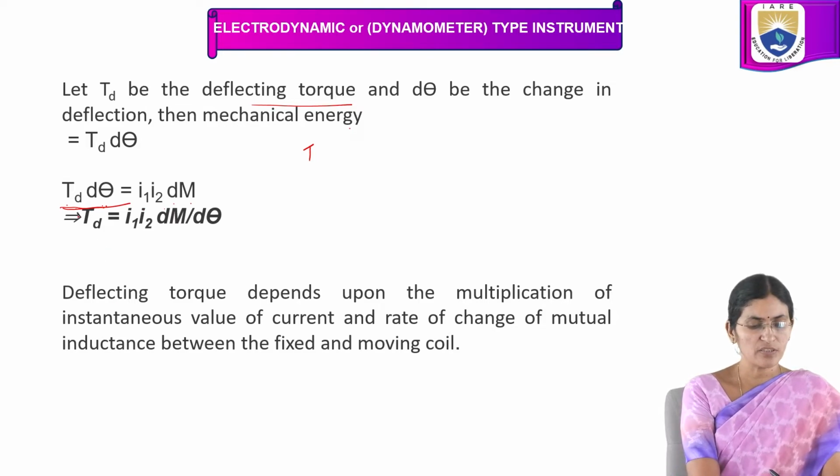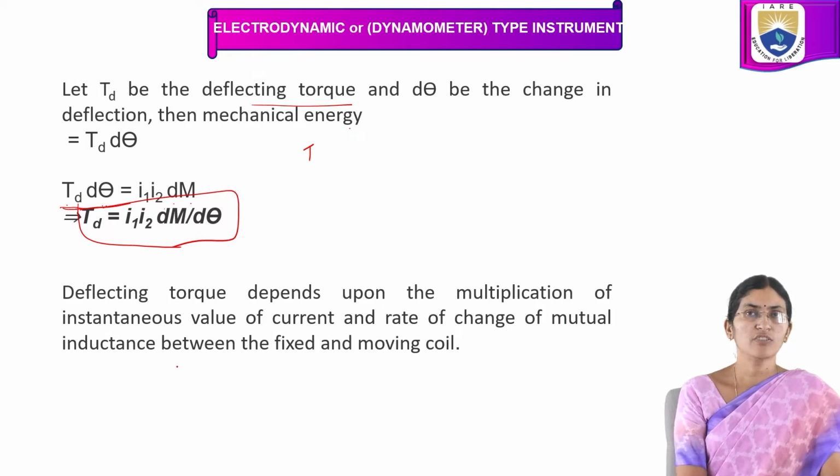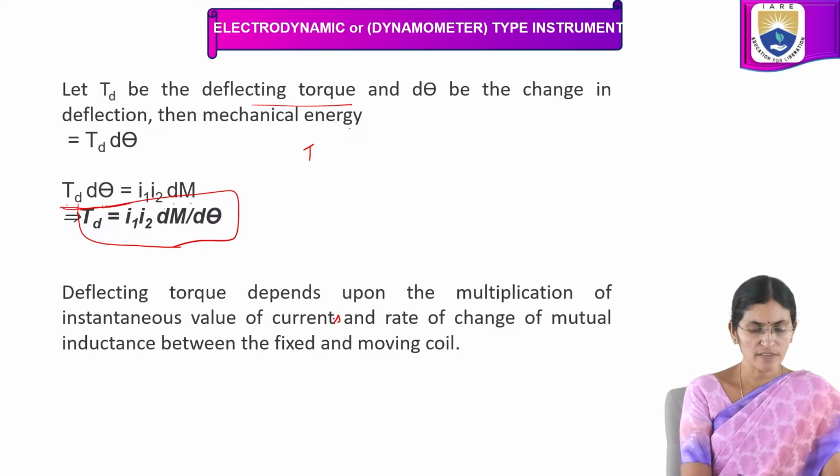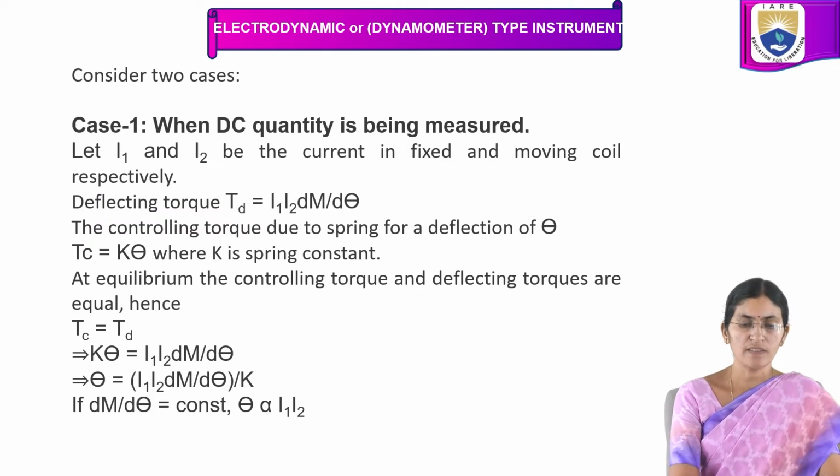From this equation we can say that the deflecting torque depends upon the multiplication of instantaneous values of the currents and the rate of change of mutual inductance between the fixed and moving coil. So this is the equation for torque. Now let us consider two cases.